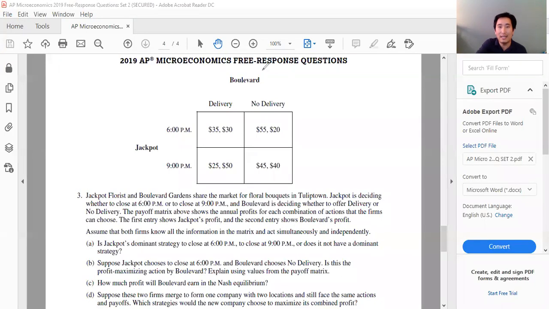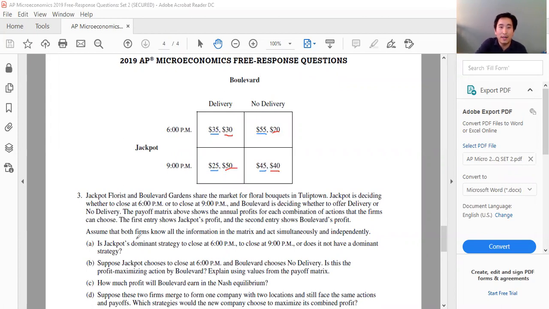So I'm going to go ahead and annotate here so you can see. What I underline in blue is going to be the profit entries for Jackpot, because Jackpot is the X player here. What I underline in red is going to be the payoff for Boulevard, because they're the Y player. Okay, so let's take a look here.